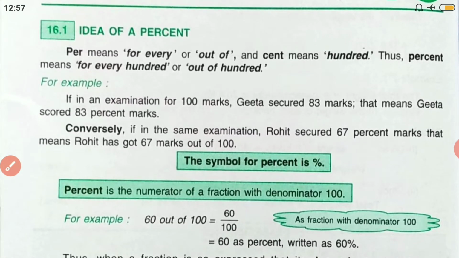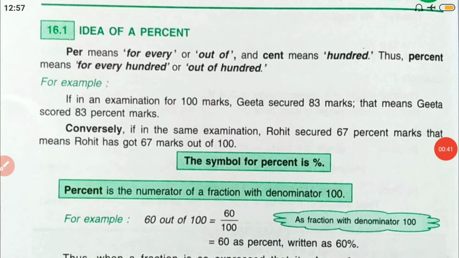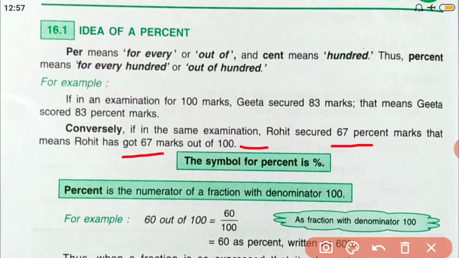For example, if in an examination of 100 marks Geeta secured 83 marks, that means Geeta scored 83% marks. So 83 out of 100. Conversely, if in the same examination Rohit secured 67% marks, that means Rohit got 67 marks out of 100. So 83 out of 100 means 83%, 67 out of 100 means 67%, 2 out of 100 means 2%, etc.